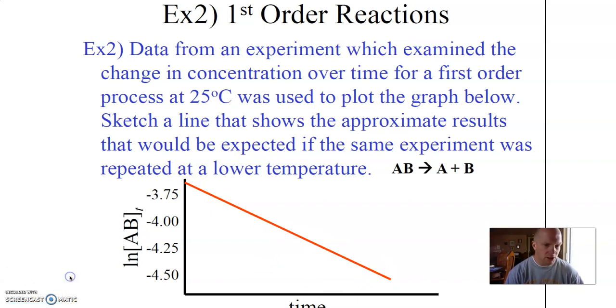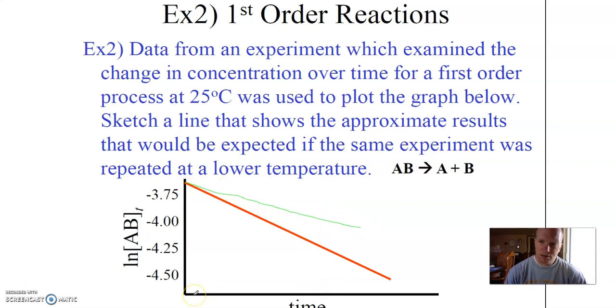What if we did the reaction at a lower temperature? Well, what would you expect at a lower temperature? I would guess you would expect that the reaction would happen at a slower rate, right? So that would mean our slope would be slightly less, a less steep line, because our concentration is going to decrease at a lower rate. And the natural log of that is going to also decrease at a lower rate, making our slope less steep.